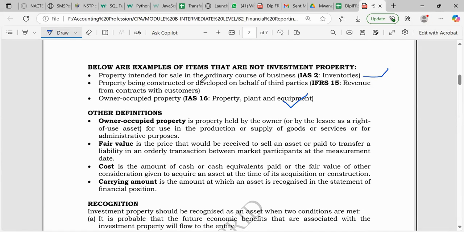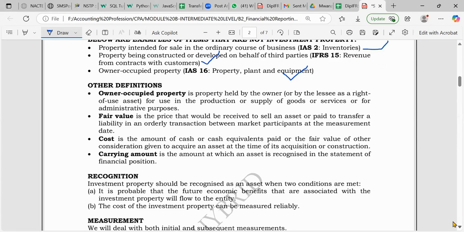But also we're being told property being constructed or developed on behalf of third parties. Oh, this too is obvious. Maybe it's just a wake-up call. You just be careful. If you're developing a building on behalf of someone, that isn't your property, right? That's just a contract to develop. So I'm developing something, people will pay me, I'll have to record the revenue that I earn from there. That too is obvious. So a lot of things here just give you a wake-up call.